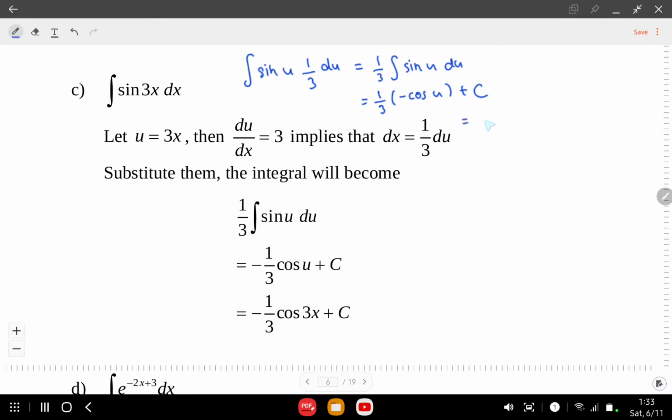Okay, so our answer is negative cos u divided by 3 plus c, and we need to substitute back term of u into term of x. So our u is 3x, so the final answer is negative cos 3x divided by 3 plus with c. Okay, so this is the same.